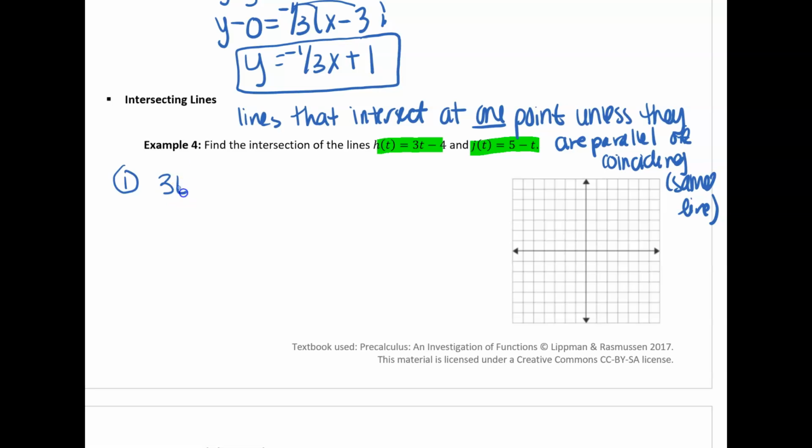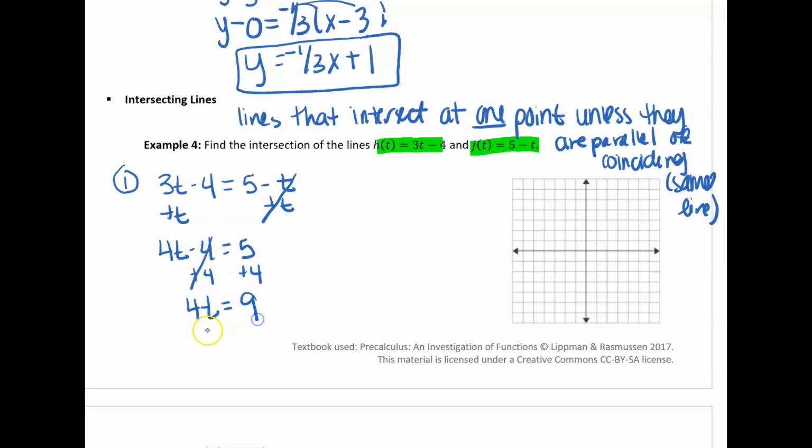And so I'm going to say 3t minus 4 is equal to 5 minus t. And I'm just going to solve for t. So I'm going to get all my t's together. So I'm going to say plus t. This gives me 4t minus 4 equal to 5. Add the 4 over. It gives me 4t equal to 9. And divide by 4. So t is equal to 9 over 4. So t would just be the first value of where these two intersect. And then if I want to find the second value of where they intersect, because right now I just have 9 over 4 for that first ordered pair.